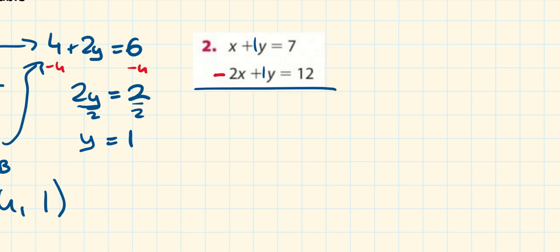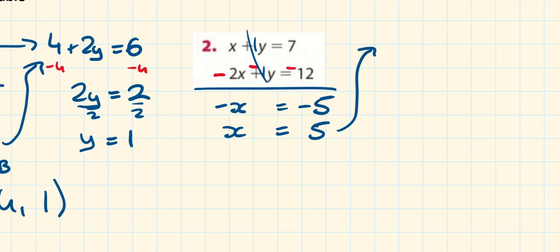So we need to minus 2x, we need to minus y, and we need to minus 12 in order for this to work. So this becomes minus x, since x minus 2x is minus x, then your y's will cancel out, and 7 minus 12 is minus 5. Then you can just change the signs when it's like that, x equals 5.